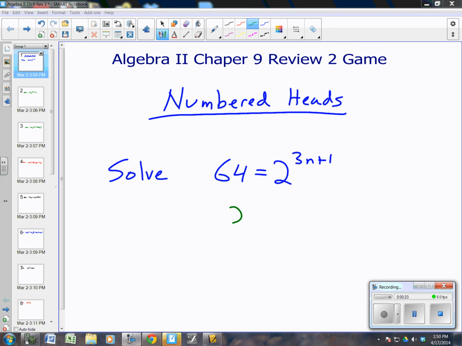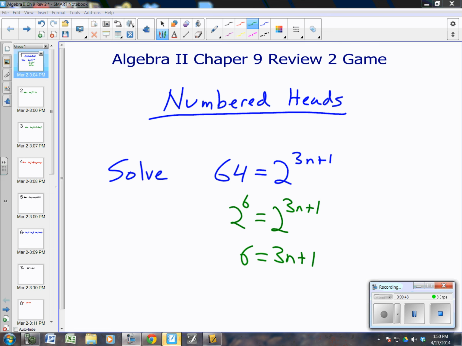64 can be written as 2 to the 6th power. Can anybody do it this way? Yeah, I just figured out what 3x plus 1 equals 6. And then since the bases are both 2, that means the exponents would have to be equal if this is equal. And then I can just solve that equation, right?